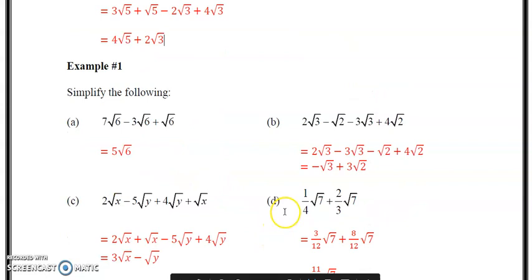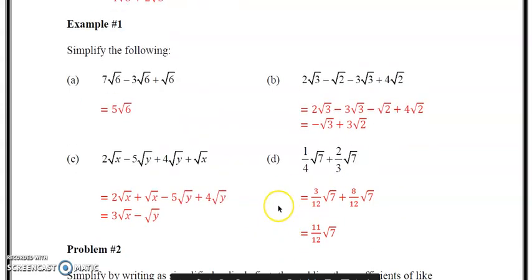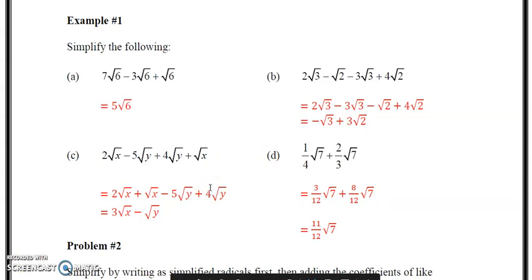So let's look at example 1. It says simplify the following. So simplify the following means adding together. Obviously in the first one there, they're all the square root of 6, so we just add the coefficients out front, right? It's as easy as that. So we would just take 7 and subtract 3, we get 4 root 6, and add root 6, which is 1 root 6, and we get 5 root 6.